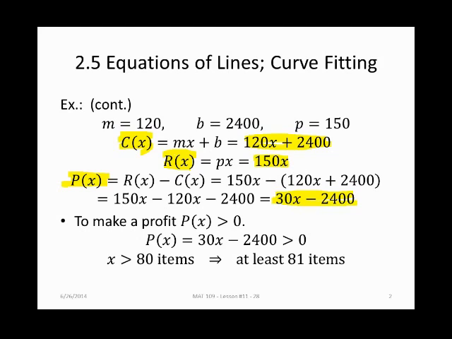Fourth part of the problem was to calculate how many items you need to sell to make a profit. Well, in order to make a profit, this needs to be greater than 0. If that's greater than 0, then that means this must be greater than 0. So P greater than 0 means we must have 30x minus 2,400 is greater than 0. That's just a linear inequality. You solve it in the normal way. Add 2,400 to both sides, divide both sides by 30, and you get x is greater than 80.